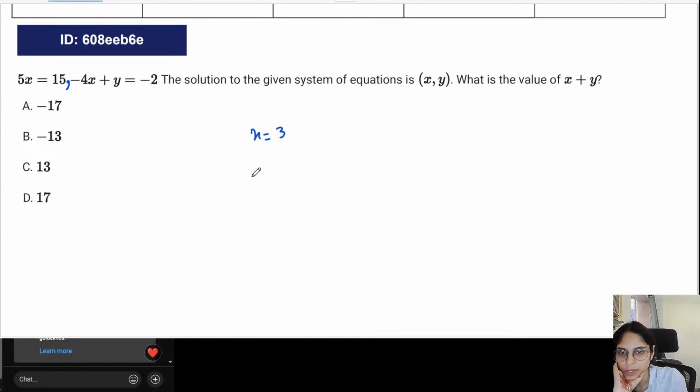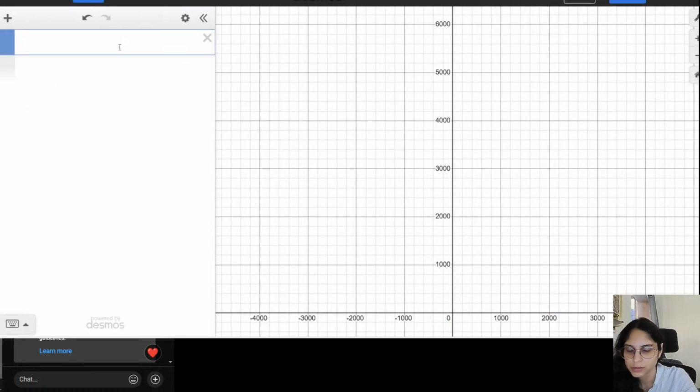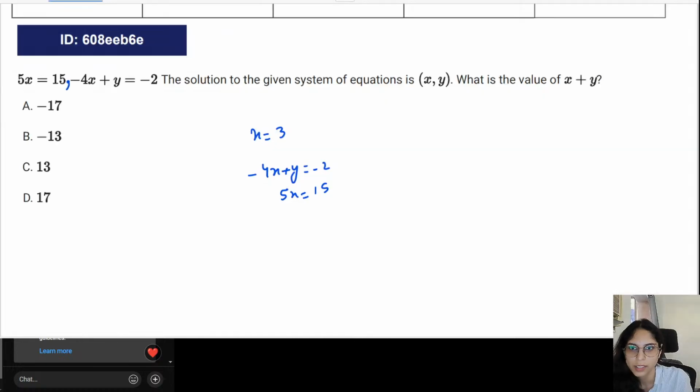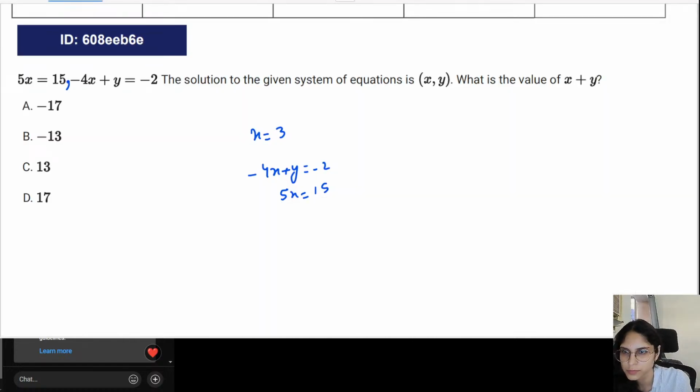Alright, for the next one, yes, we will use decimals, and let's use decimals for both of them. You can also write x is equal to 3, or you can also write 5x is equal to 15. And the next one is negative 4x plus y is equal to negative 2. Wait, there's a better way to solve this. No need to do that.